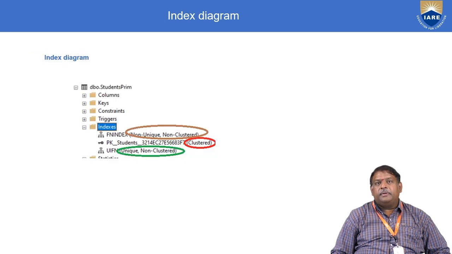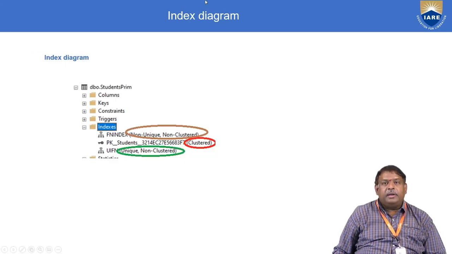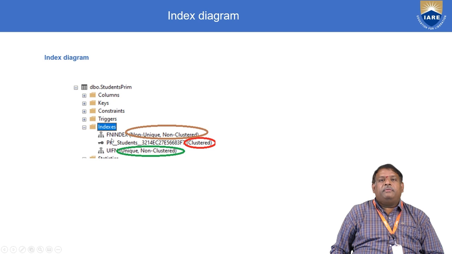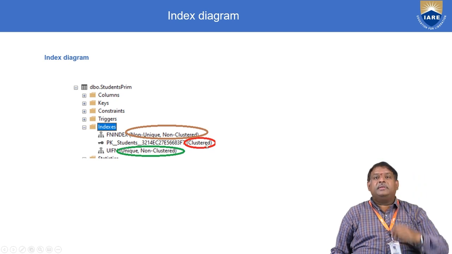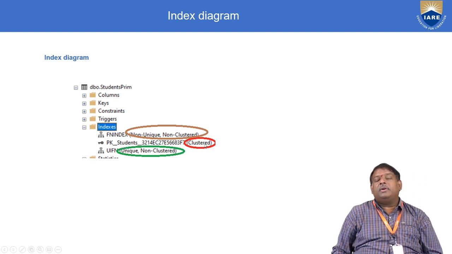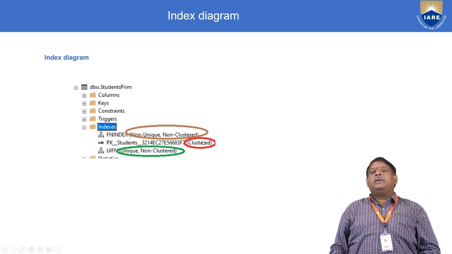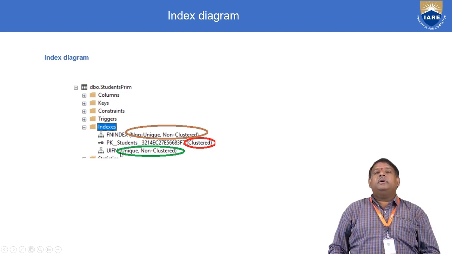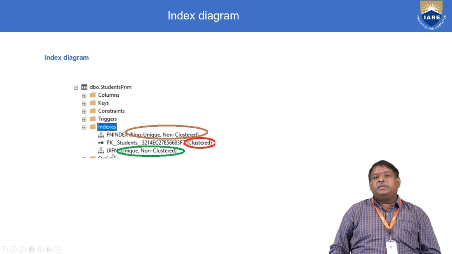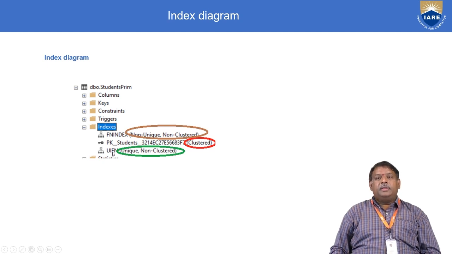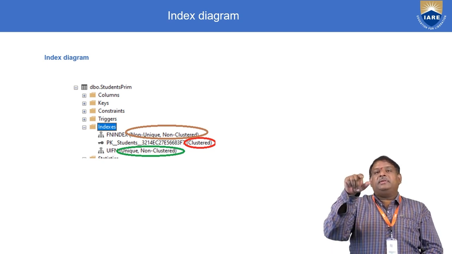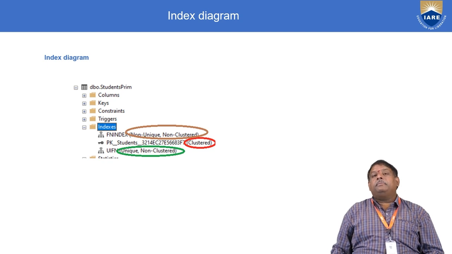For example, here we have created one first name index, non-unique, non-clustered. PK underscore student is the clustered index, because automatically, when a primary key is created, a clustered index is created. There is one more unique constraint, but it is non-clustered. You have seen how we can see the indexes on a table in the object manager.